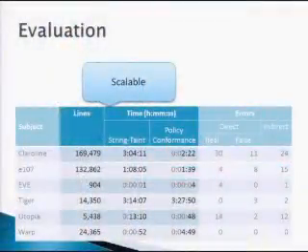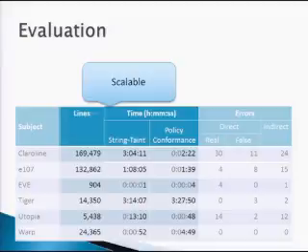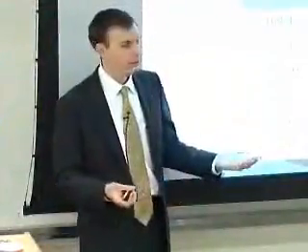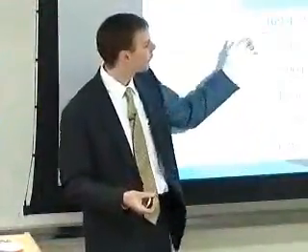So I wanted to make basically 2 points here. One is that we scaled up to almost 170,000 lines. And from what I've seen of PHP, the biggest I've seen is over 300,000. So this is pretty good.